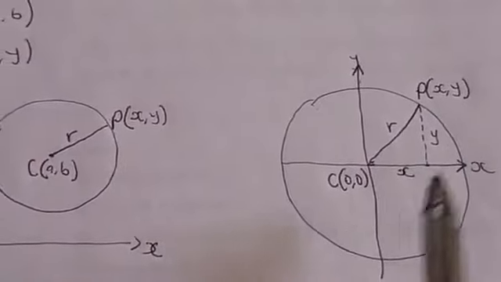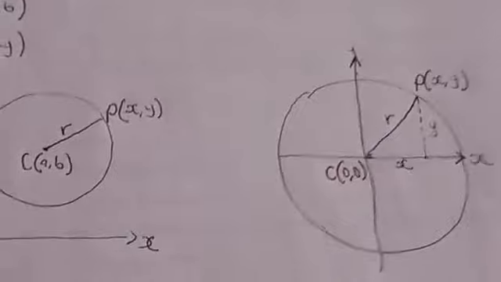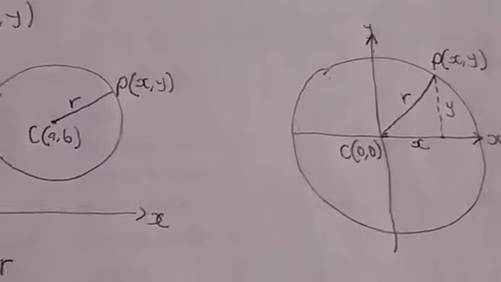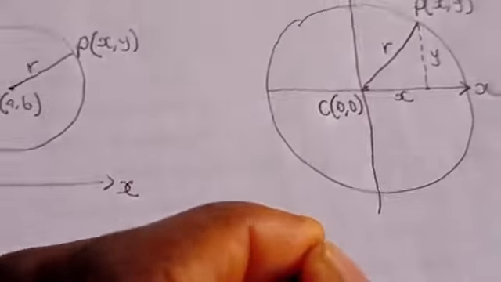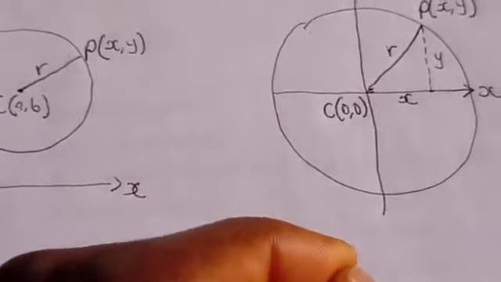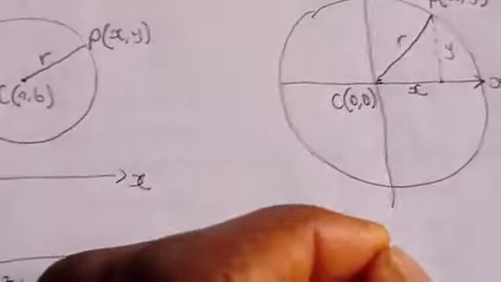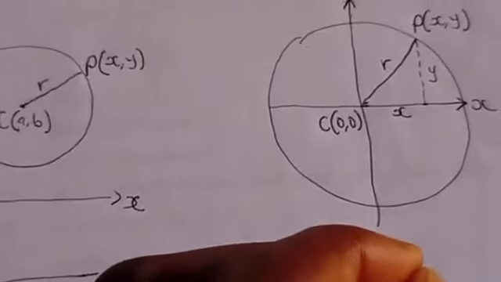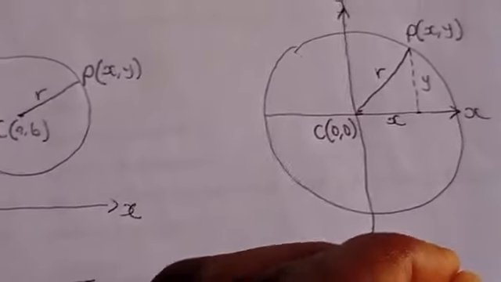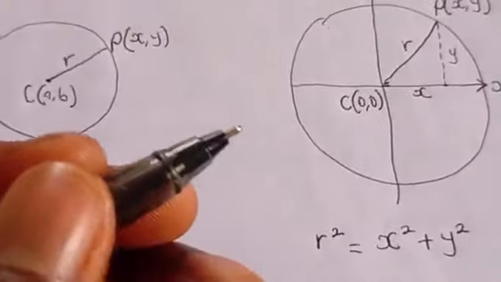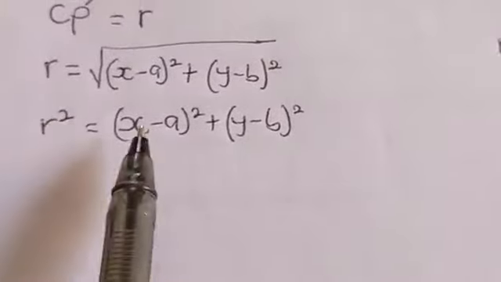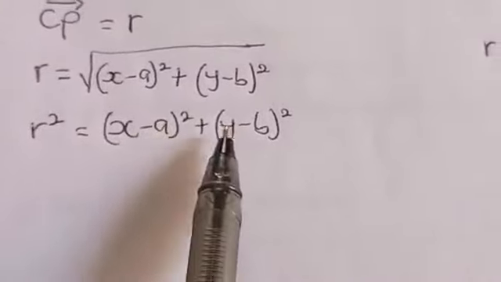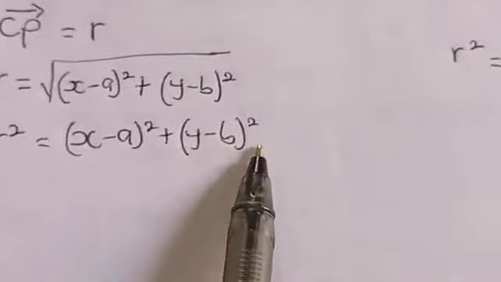So if this is what you have with the origin as the center of the circle, your radius now will be r squared equal to x squared plus y squared. And why is it so? From this formula, you have r squared equal to (x minus a) squared plus (y minus b) squared.